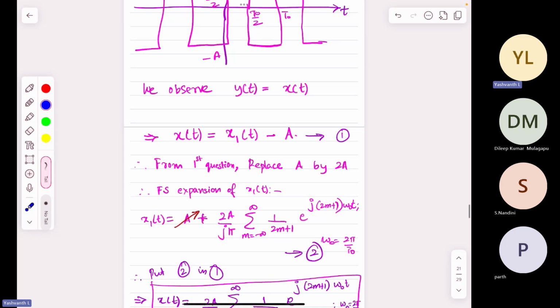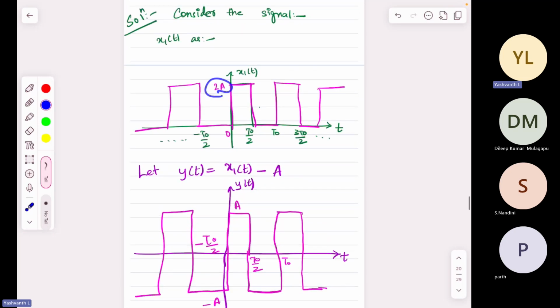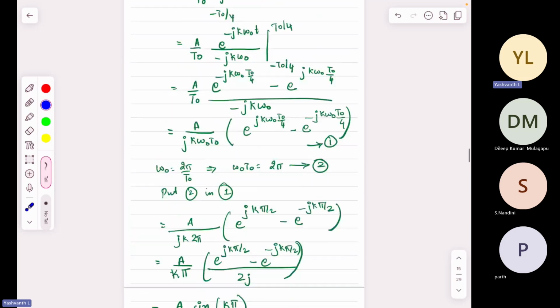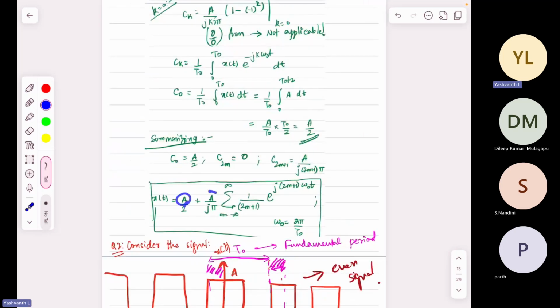Therefore, what does the linearity property say? The Fourier series of x of t is equal to the Fourier series of x1 of t minus some constant a. That's all. Now, first I need to find the Fourier series of x1 of t. But I already have that in my hand, for when the amplitude is a, but now it is 2a. So all I need to do is go back to the first question. Wherever I have a, I replace it with 2a.